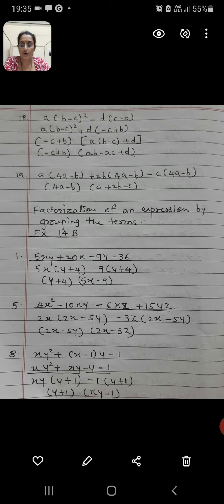Now here we got one common thing, one common bracket, y plus 4. So take it as a first factor, and the remaining term, 5x minus 9, will be in the second bracket, and that is the second factor of the given term. Fine. We'll go for the next one.